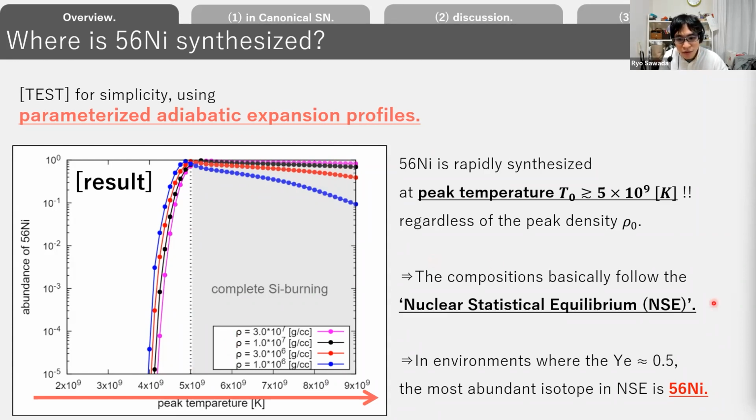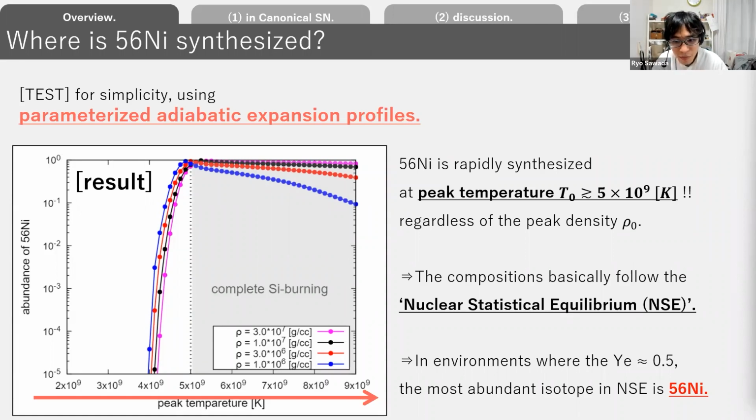This is because 56 nickel is not synthesized directly, but through nuclear statistical equilibrium. At temperatures above 5 gigakelvin, the composition basically follows nuclear statistical equilibrium, NSE. At this temperature, forward and reverse interactions in the main reaction channel proceed much faster than the time scale of the thermal condition. So this is an NSE.